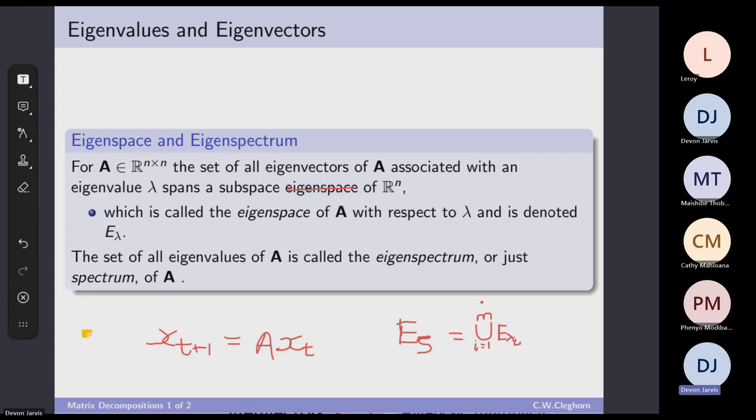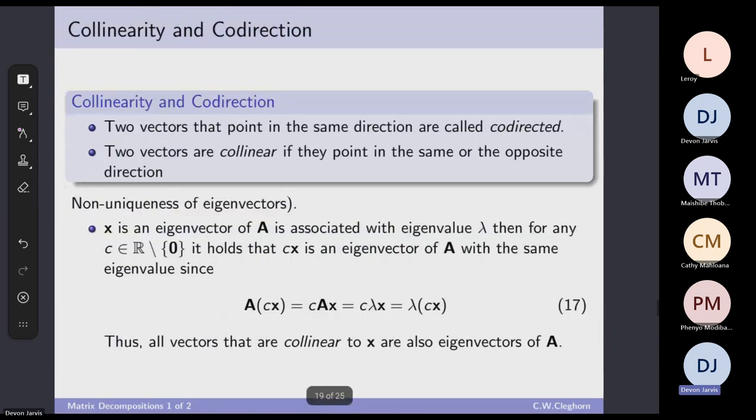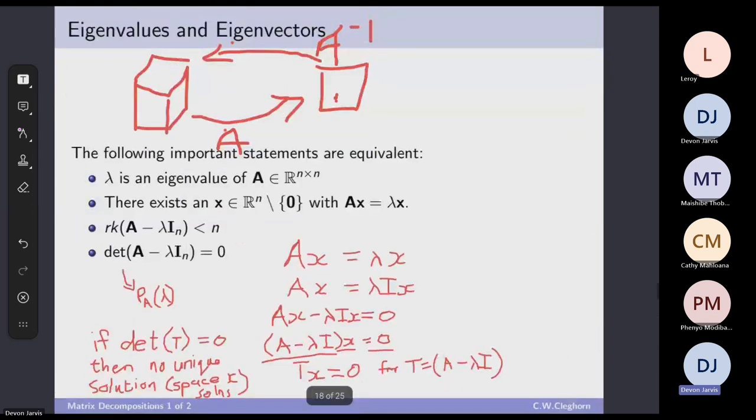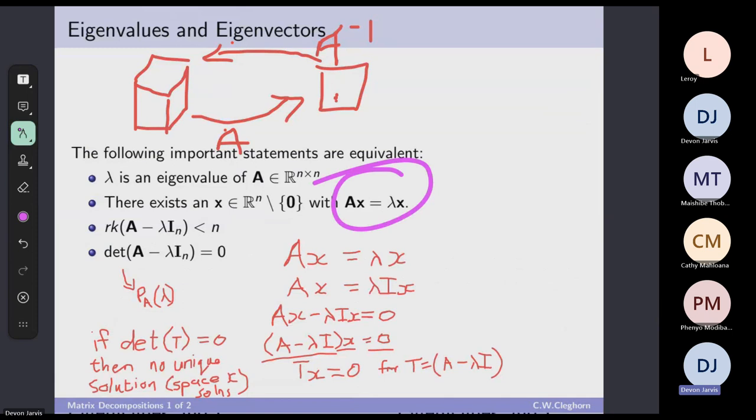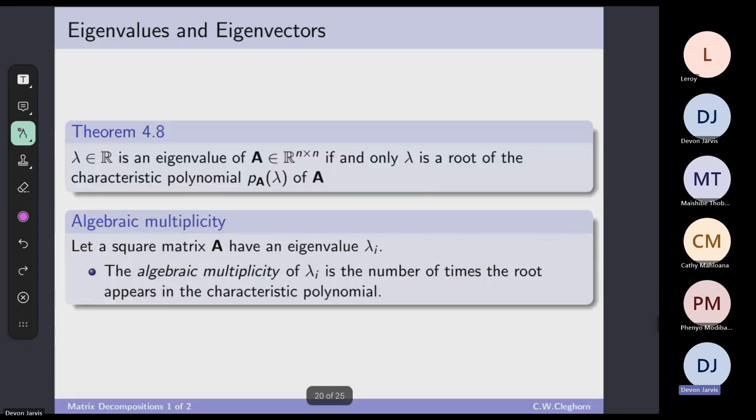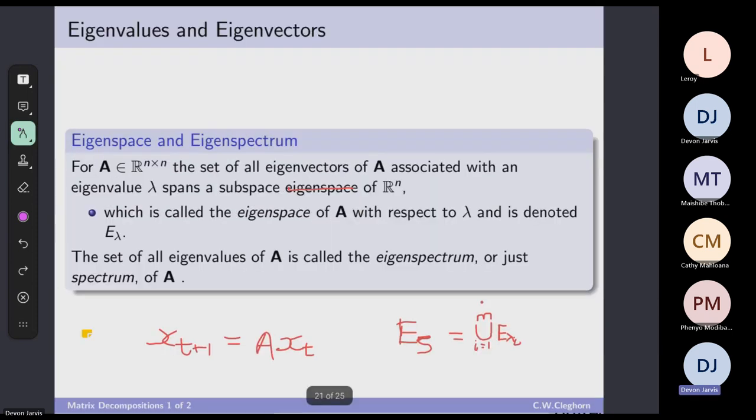Then we can define eigenspaces and the eigenspectrum. These are more just definitions. If you understand my favorite version of this, again, which is that one, if you understand that, everything else is just manipulation. So the eigenspace for A, which is a square matrix, is the set of all eigenvectors of A associated with a particular eigenvalue. And that spans a subspace of Rn. So the subspace that A is acting on has the same stretch.